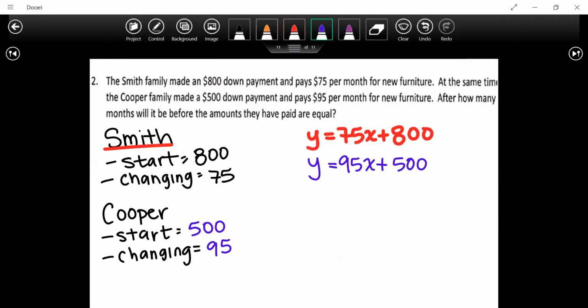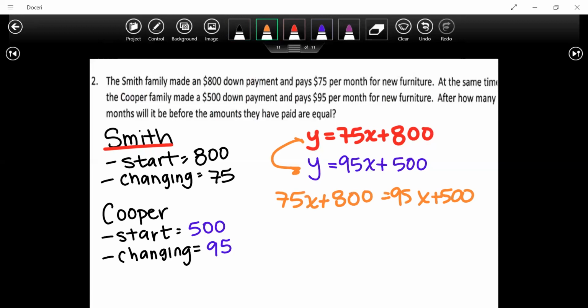Okay. What do we say we do when we have these two equations now? Put them together, right? Set them equal. So we're going to set these two equal. 75x plus 800. I'm going to walk you guys through this one as well, and then I'm going to have you guys do your own after that. 95x plus 500. Doesn't matter if you switch them. You're going to get the same one.